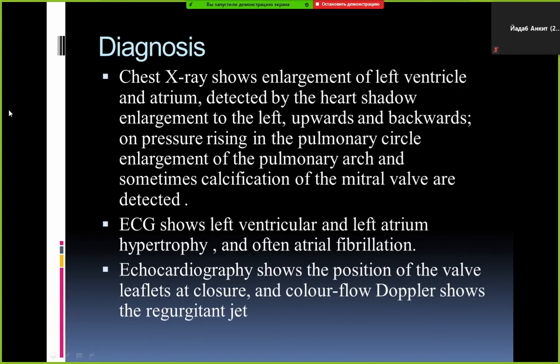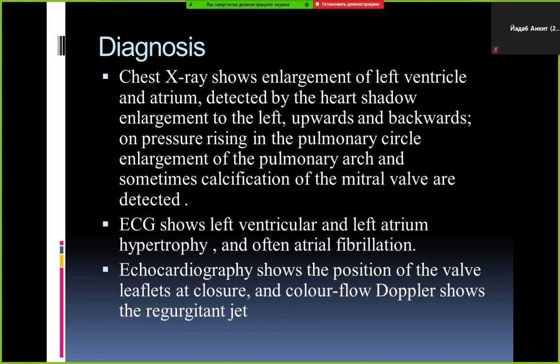So how to confirm the diagnosis? The diagnosis may be confirmed by chest X-ray. Chest X-ray shows enlargement of the left ventricle and atrium, detected by heart shadow enlargement to the left, upwards and backwards. With pressurization in the pulmonary circle, enlargement of the pulmonary arch and sometimes calcification of the mitral valve are detected.